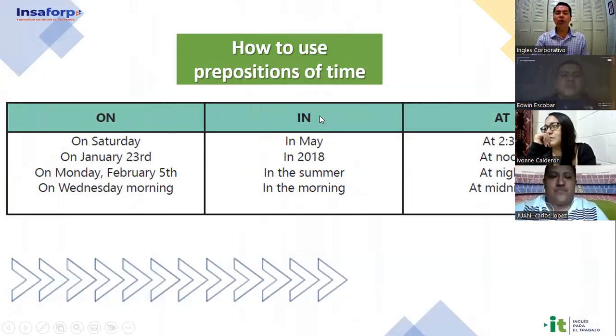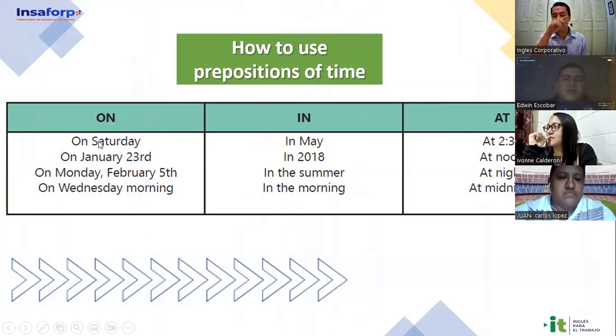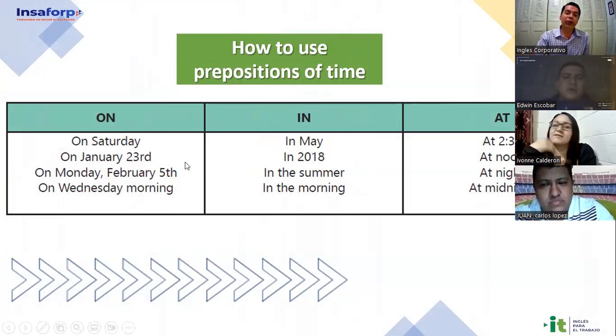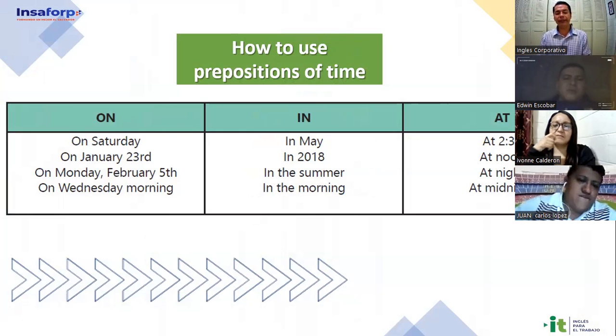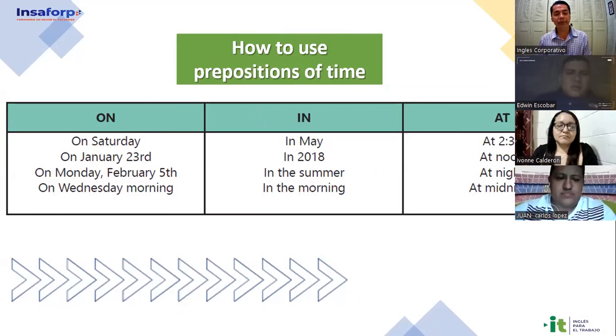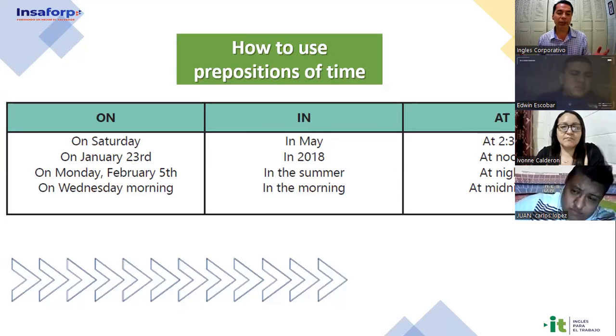Look, on, in, and at. When do you use on? We use on with days of the week. Notice other thing. Esto creo que me lo preguntaban la vez pasada, que por qué los nombres van con mayúscula, right? It's a rule in English. En inglés no decimos ortografía, sino que decimos punctuation. Es una regla de punctuation, que tenemos que poner en los días de la semana mayúsculas. Meses del año también con mayúsculas, okay?